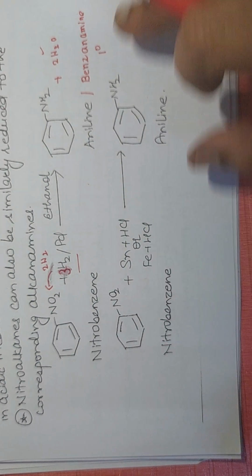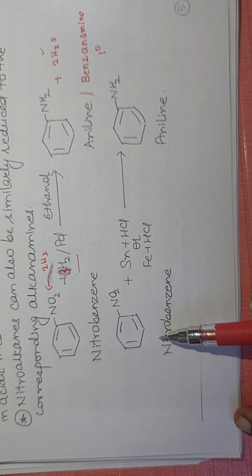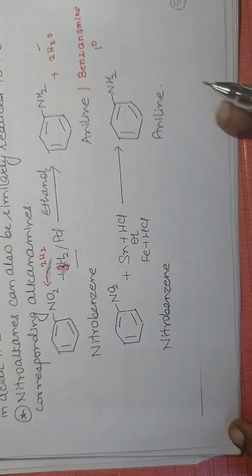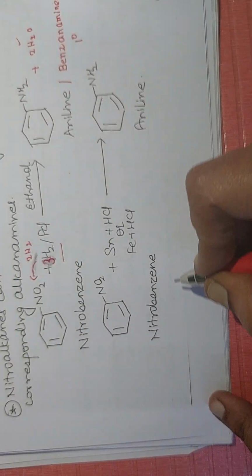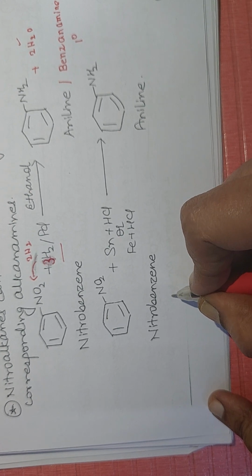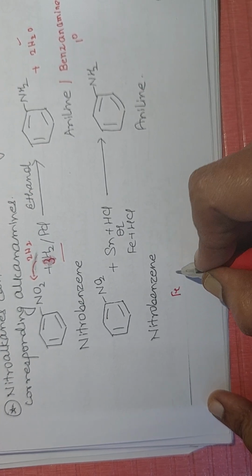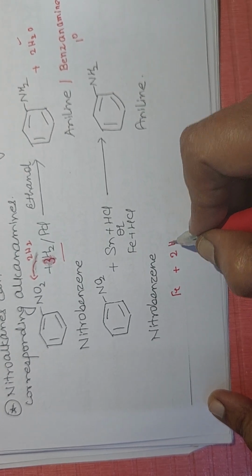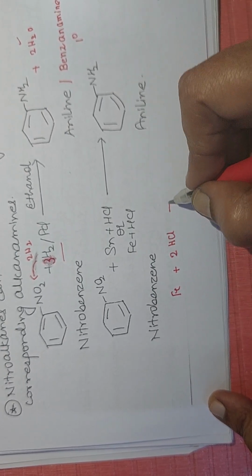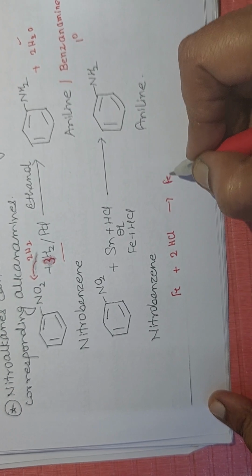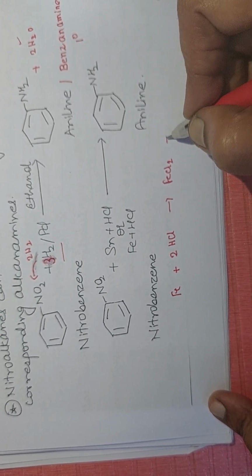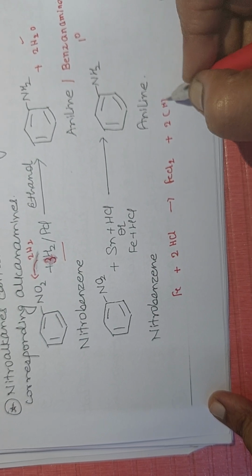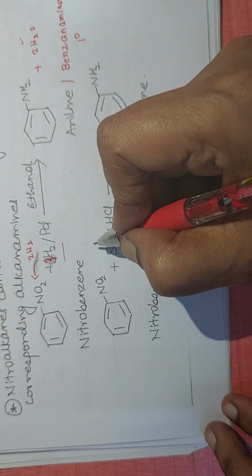Now the same concept applies. Nitrobenzene, instead of hydrogen, palladium and ethanol, we are using tin and HCl and iron and HCl. Iron scrap reacts with HCl, forming FeCl2 and 2 nascent hydrogen.